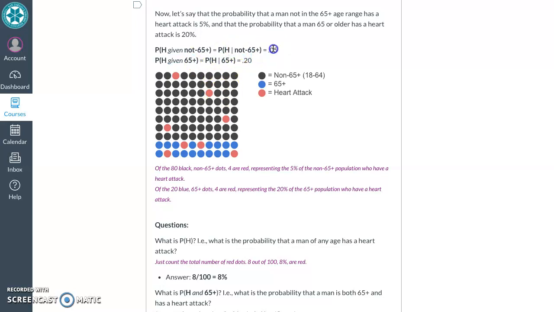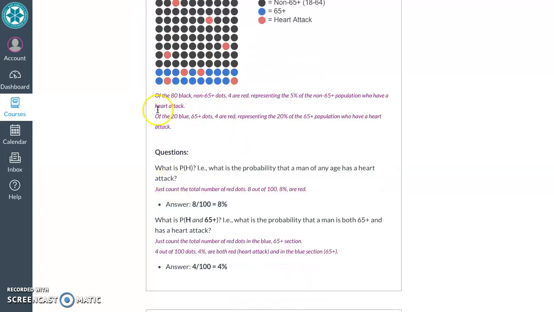So let's represent that information with red dots. We've got 80 black dots, and we're saying 5% of those men will have a heart attack. That's 4 out of 80 is 5%, so let's just pick 4 and make those red. And then we're saying that 20% of men over 65 will have a heart attack. So the probability of a heart attack given you're in this group is 20%. So 20% of 20 is 4. So 4 red dots here. And again, the purple describes what is being represented in the chart.